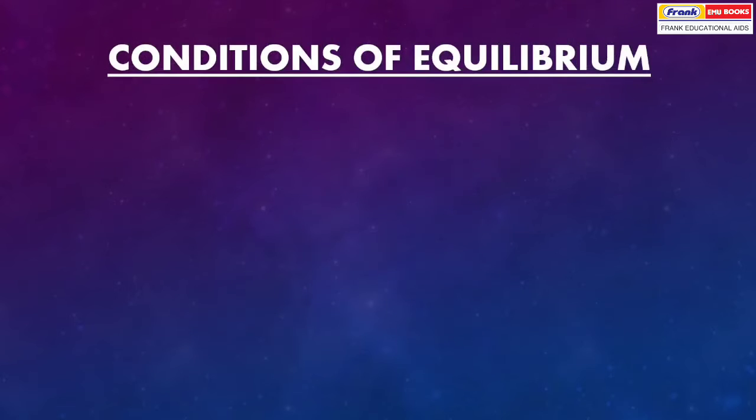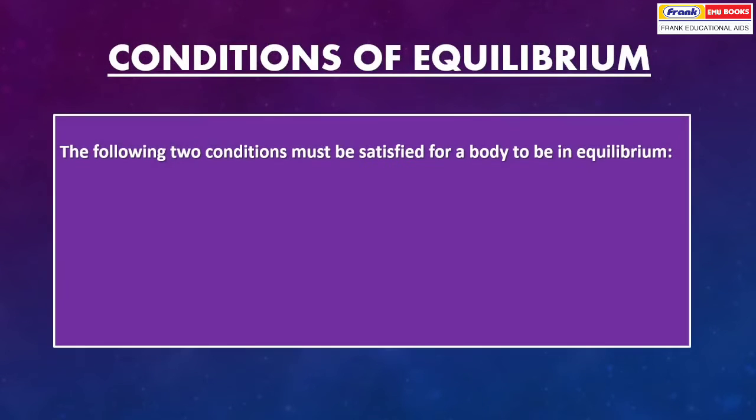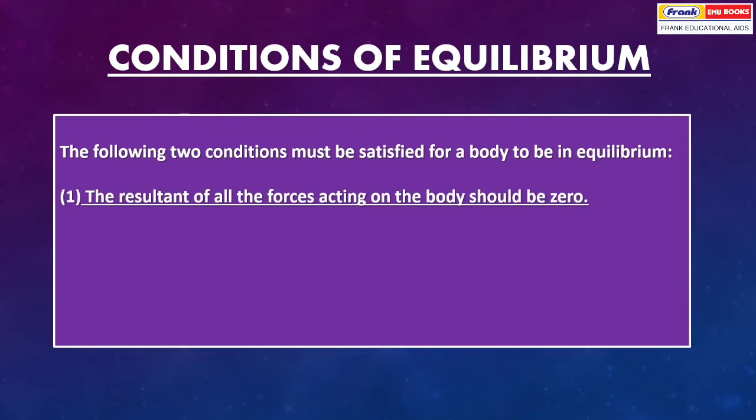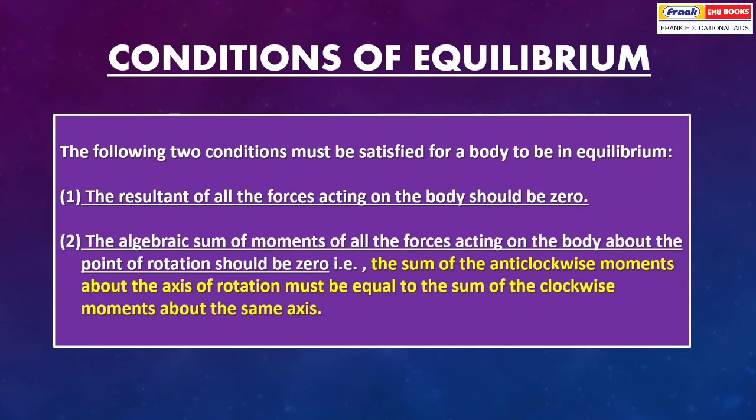Conditions of equilibrium. The following two conditions must be satisfied for a body to be in equilibrium. The resultant of all the forces acting on the body should be zero. The algebraic sum of moments of all the forces acting on the body about the point of rotation should be zero. That is, the sum of the anti-clockwise moments about the axis of rotation must be equal to the sum of clockwise moments about the same axis.